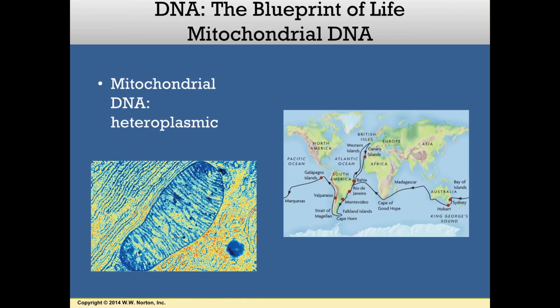But the nucleus is not the only part of a cell that contains DNA. At the bottom left is an image of an organelle called the mitochondrion, or plural, mitochondria, which contains its own DNA. Mitochondrial DNA is much, much smaller. It contains only 37 genes. Unlike nuclear DNA, mitochondrial DNA can differ from cell to cell, making it heteroplasmic.